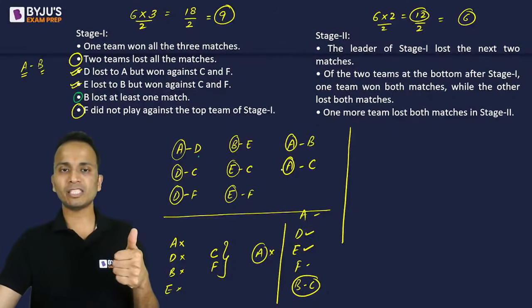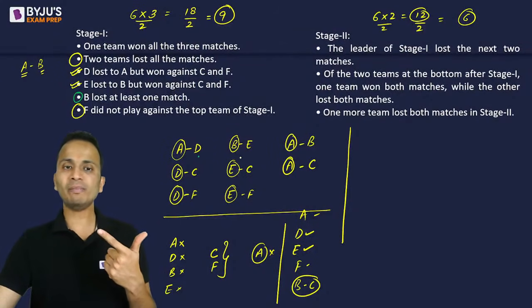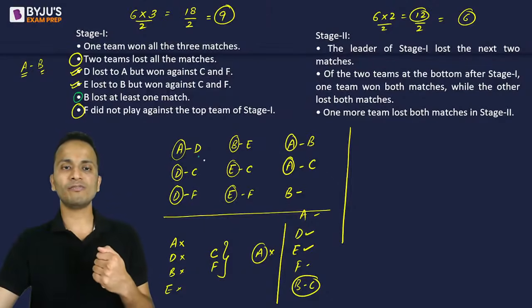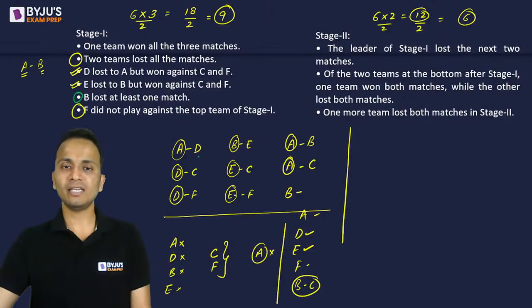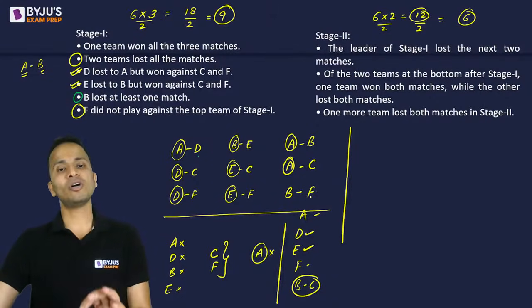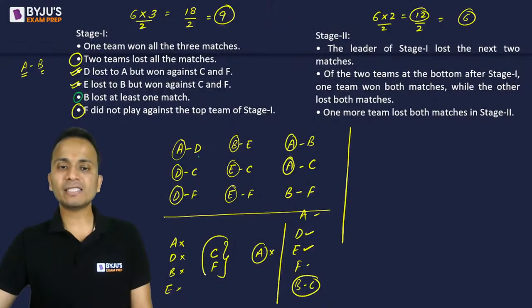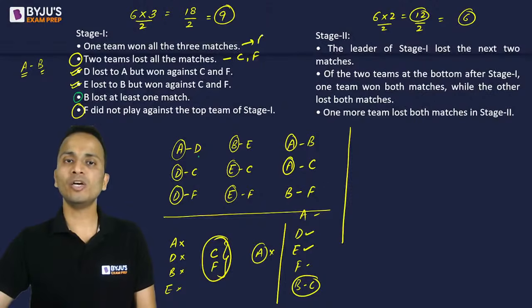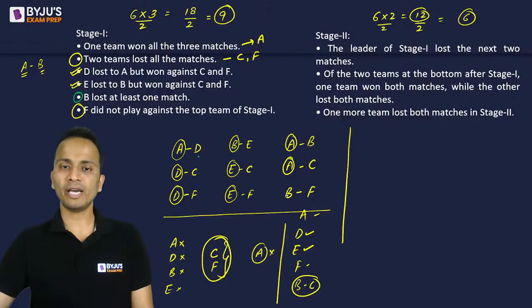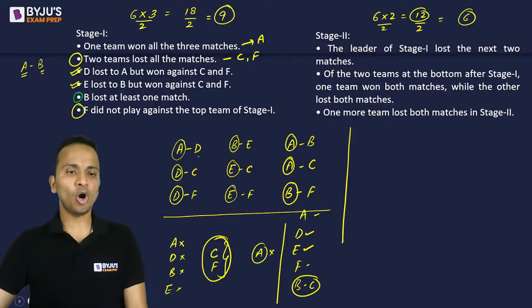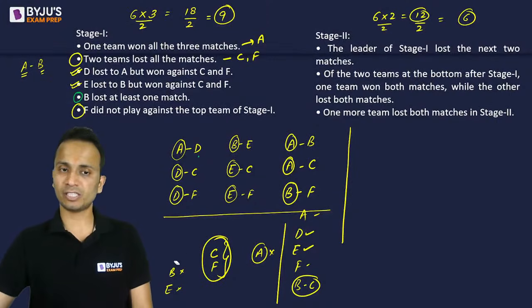A, all three matches are over. For B, how many matches are over? 1 and 2. So B will be the one who will be playing this match. For C, all three matches are done. For D, done. For E, done. And F का एक match बचा है. F has played 2 matches. So F. Alright. Now, we know that C and F were the teams who will lose all the 3 matches. So, here in the last match, B will be the winner. Okay, so these are all the matches of the first stage.